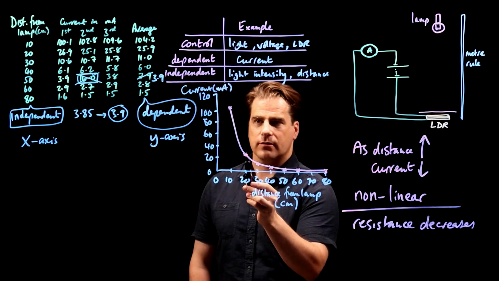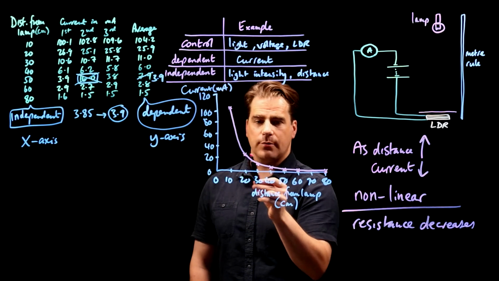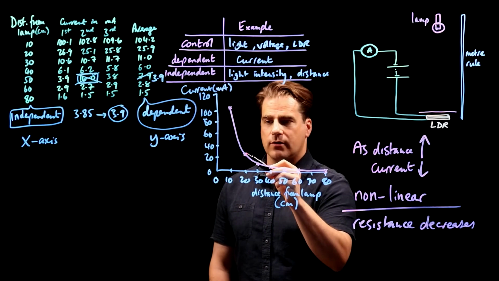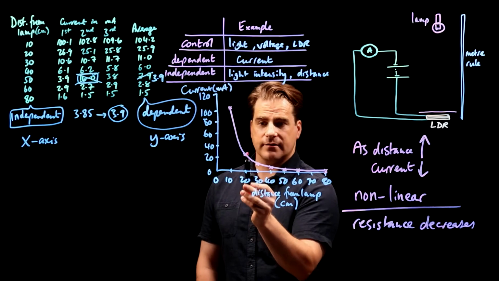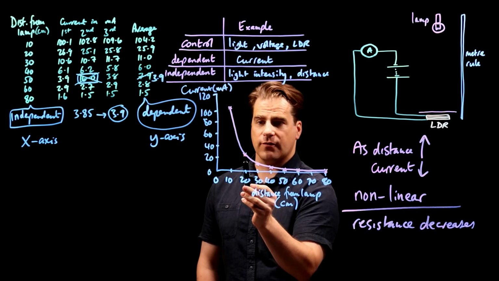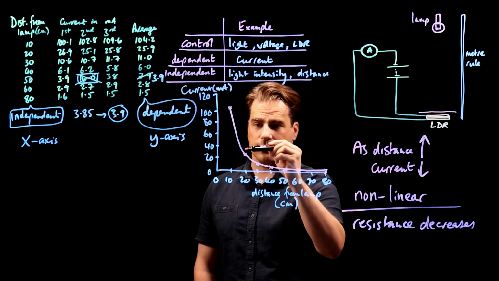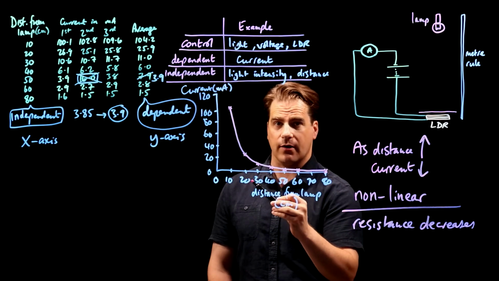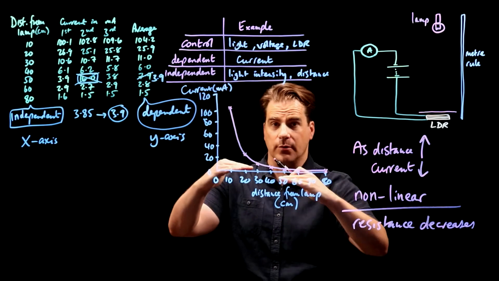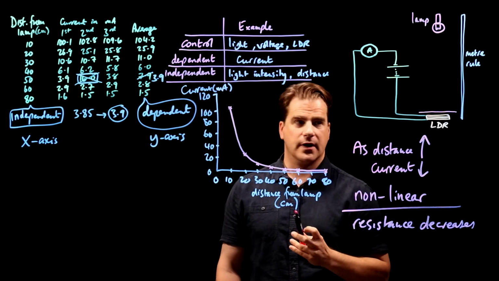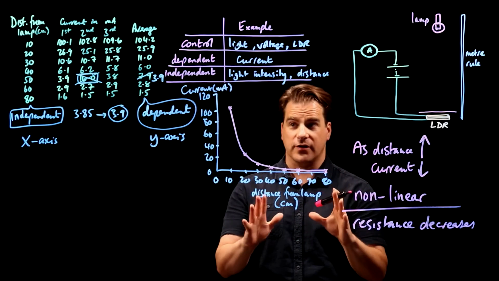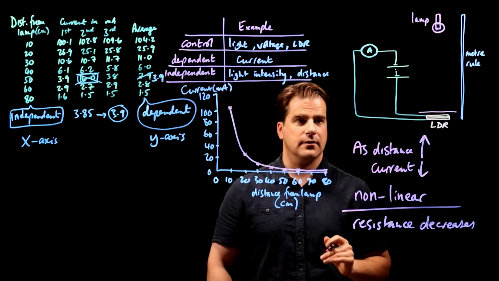Therefore, all the points on the graph at any distance, less current will flow, therefore that point will move down. So all the points will move down, so the whole curve will move down. Okay? And that's more than enough to get you 2 marks. Okay?